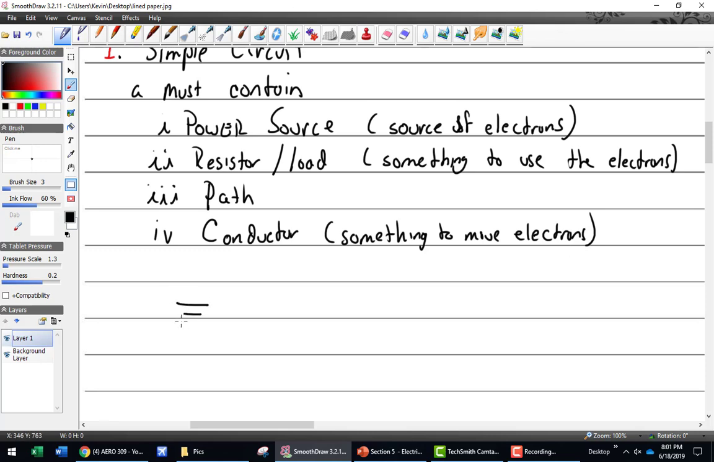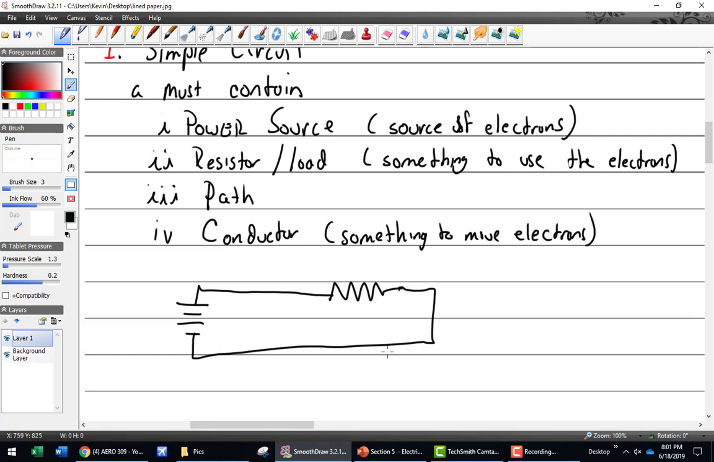Otherwise I could say, well, I've got a battery, I've got a resistor, and I've got a conductor. Do I have everything I need for electricity to flow? No, I do not. By simply saying a power source, a resistor, and a path, all I've created is nothing. Why do I have nothing? Because there's no way for electrons to flow back around to the battery. So I have to have a path, which is made up of the conductors.